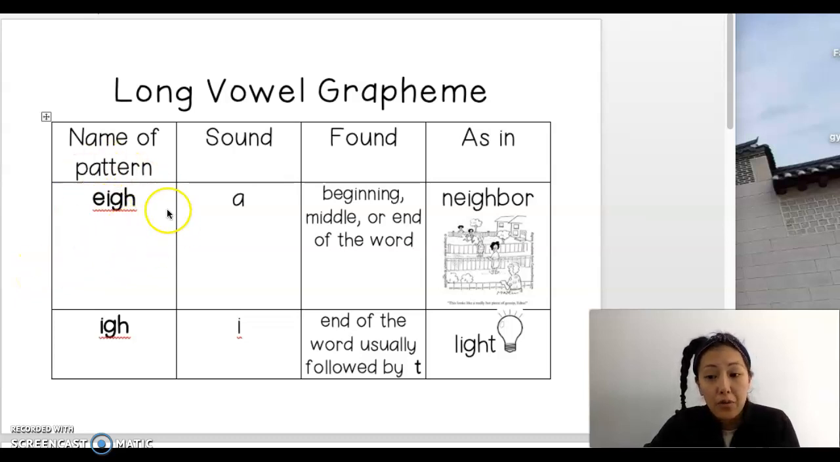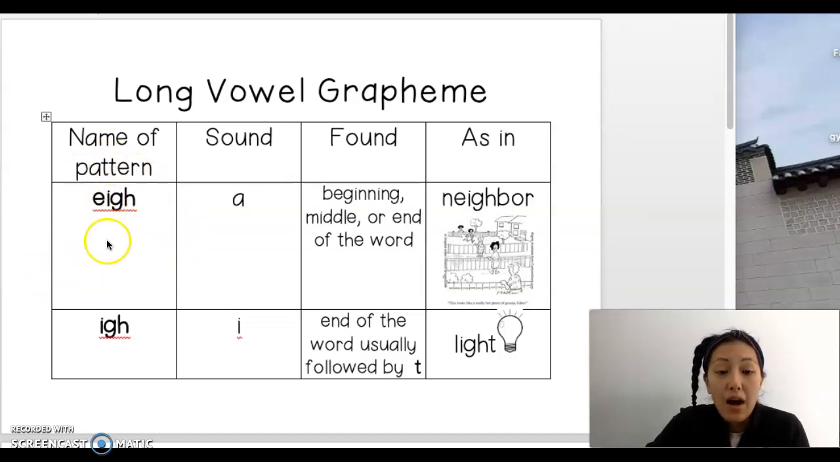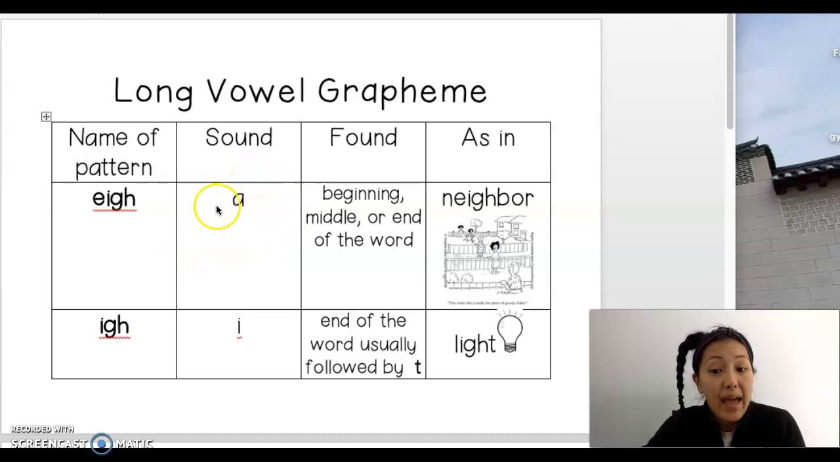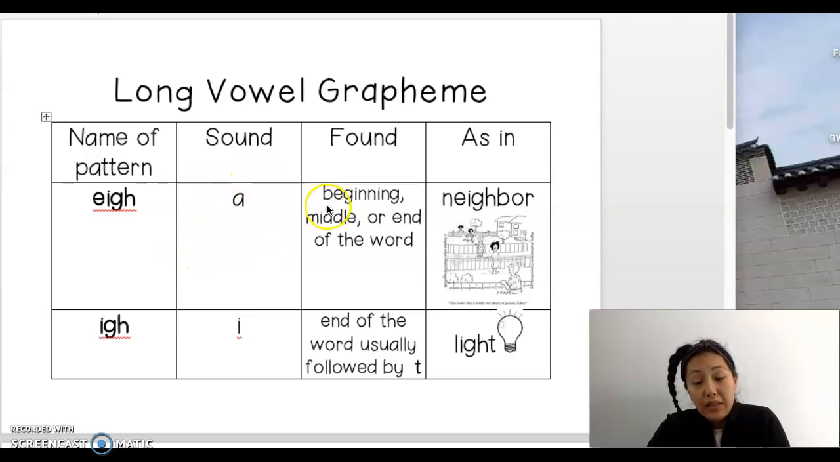The first pattern we're going to be learning about is E-I-G-H. Now, this pattern says the sound A. It's found in the beginning, middle, or end of the word, as in neighbor.